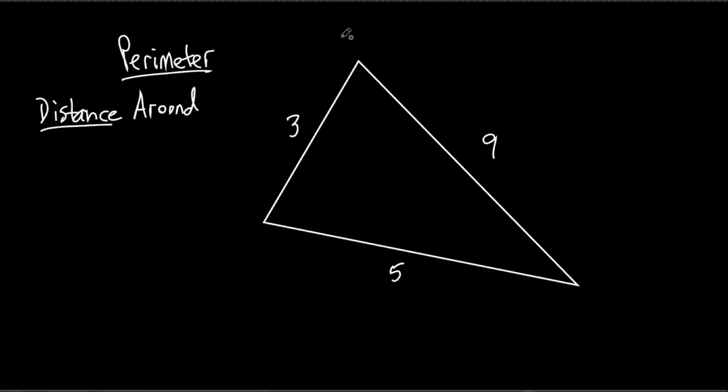If you have different lengths for these sides, really the only thing you can do is just add them up. So what would that be? That'd be 3 plus 9 plus 5. What would that be? That would be 17. So the perimeter is 17.